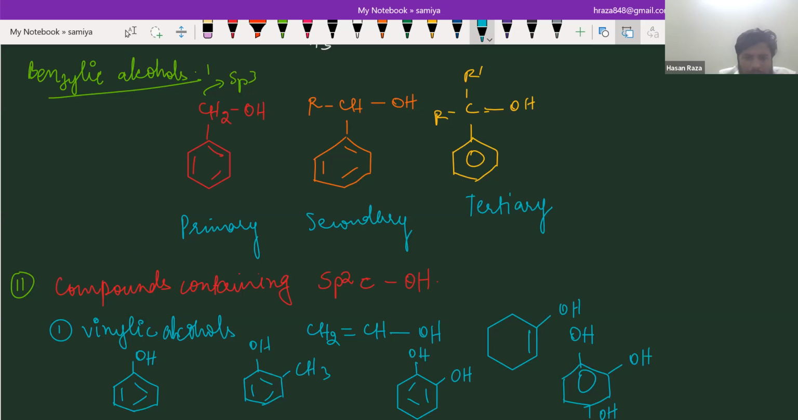Let me make it clear. Just write up to this only, not this part, because phenol is a different functional group and alcohol is a different functional group. I just mixed these two, which is wrong. So just write up to this, vinylic alcohols. Don't write the phenol part.